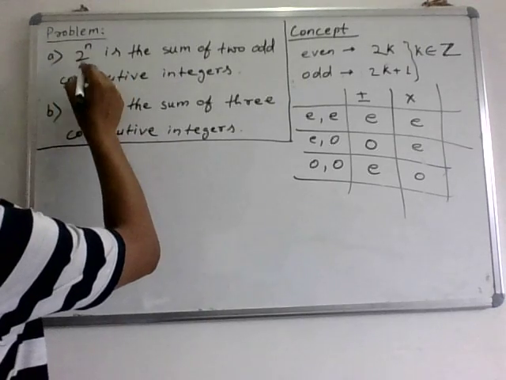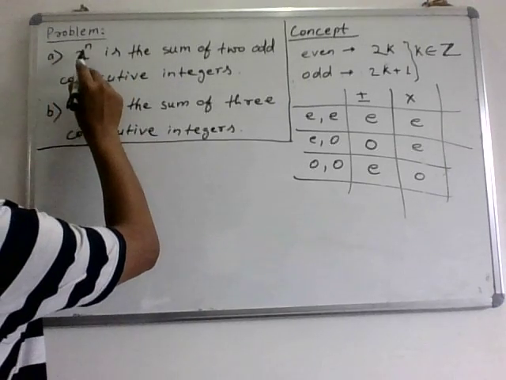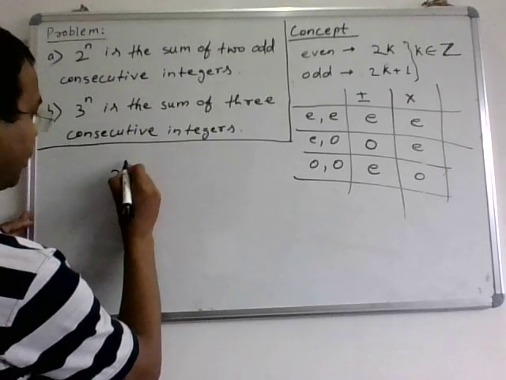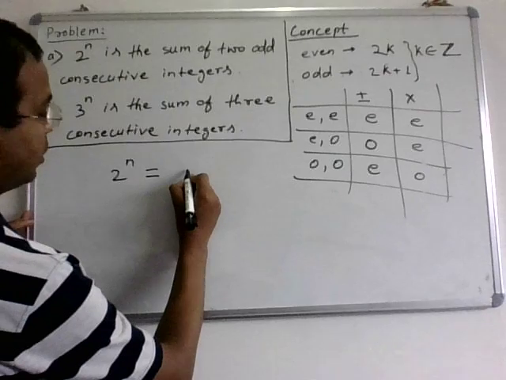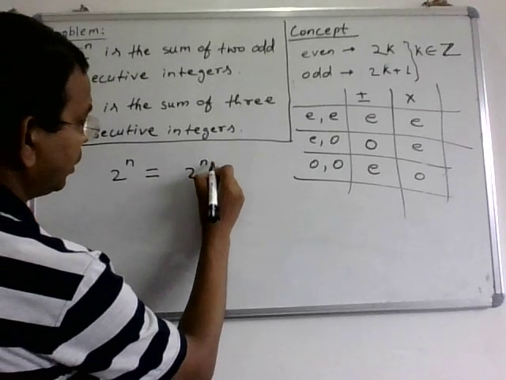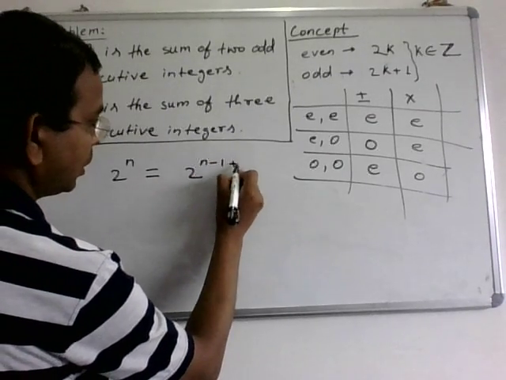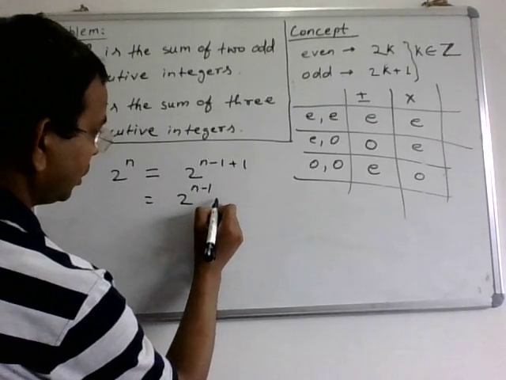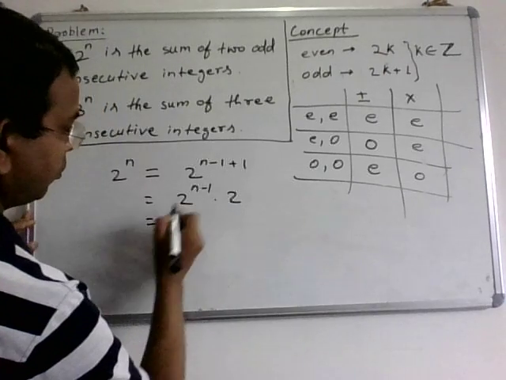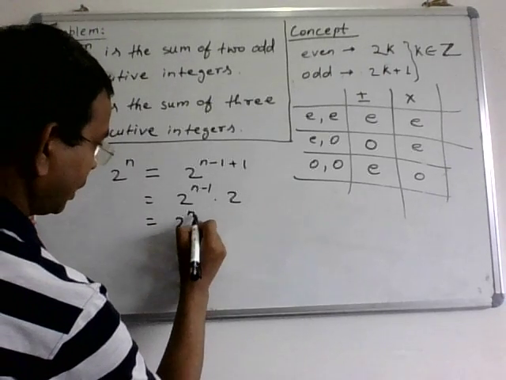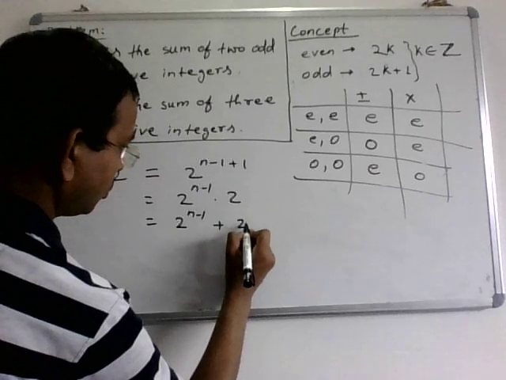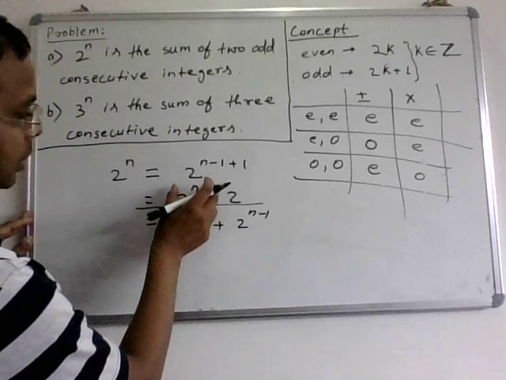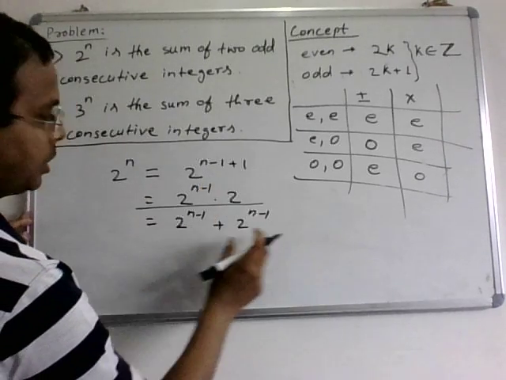Here first we need to prove 2 to the power n is always the sum of two odd consecutive numbers. So 2 to the power n can be written as 2 to the power n minus 1 into 2, which is nothing but 2 power n minus 1 plus 2 power n minus 1, because 2 times 2 raised to n minus 1 is 2 raised to n minus 1 plus 2 raised to n minus 1.